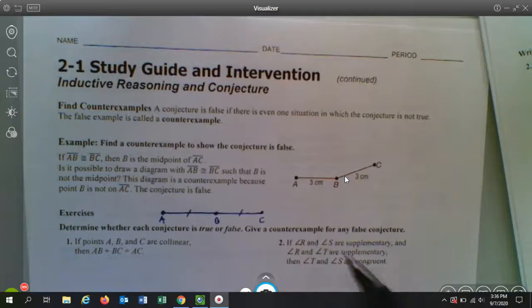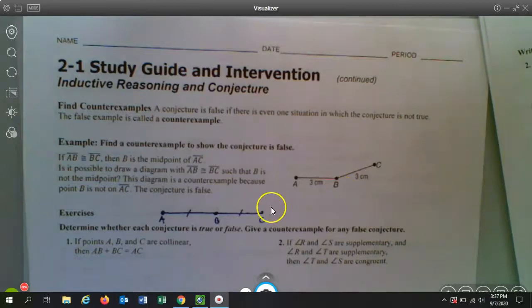Because ABC in this drawing is not a straight line. So B is no longer the midpoint if you drew it this way, right? And so just because it could be true doesn't mean that it has to be true. This is a counterexample that would prove this conjecture to be false, right? So remember, the way this always sets up is the if statement. You're going to get real familiar with if-then statements.